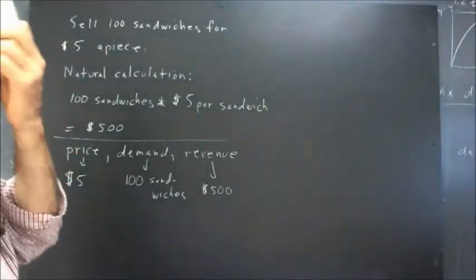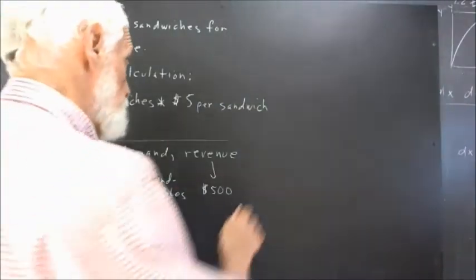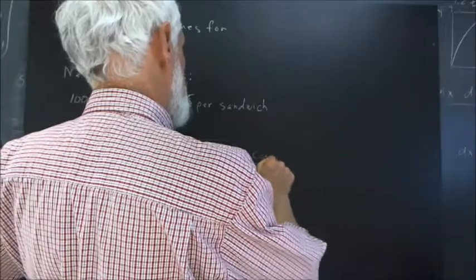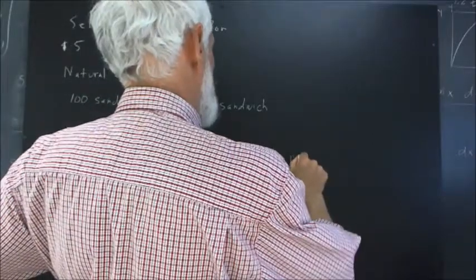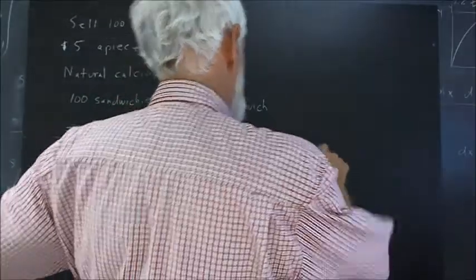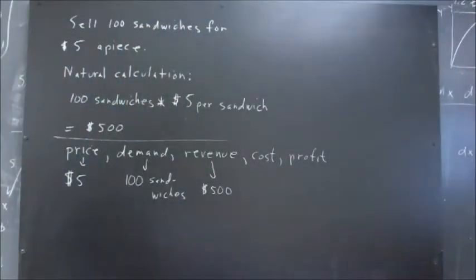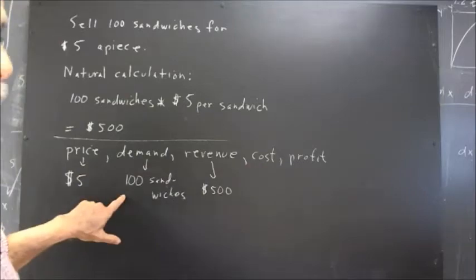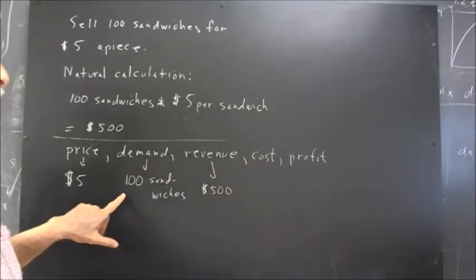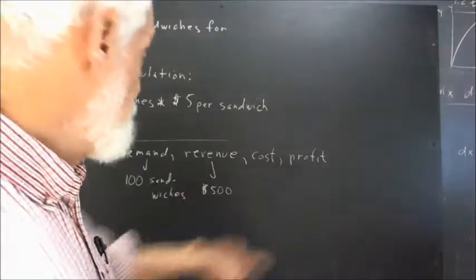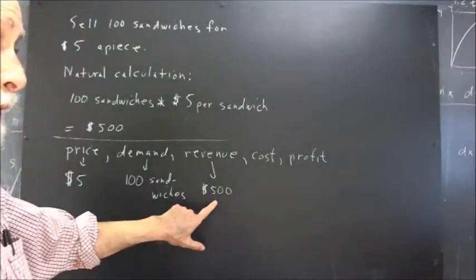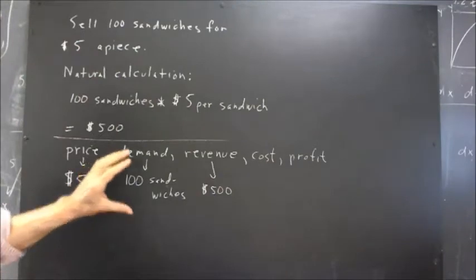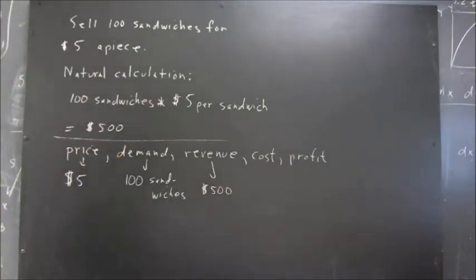Now there are other important functions here. We could have cost and profit. These are other important things. Our revenue is not our profit because it cost us something to get or make these sandwiches. What's our profit? Well, profit would be our revenue, the money we took in, minus whatever it cost us to make or purchase these sandwiches ourselves.